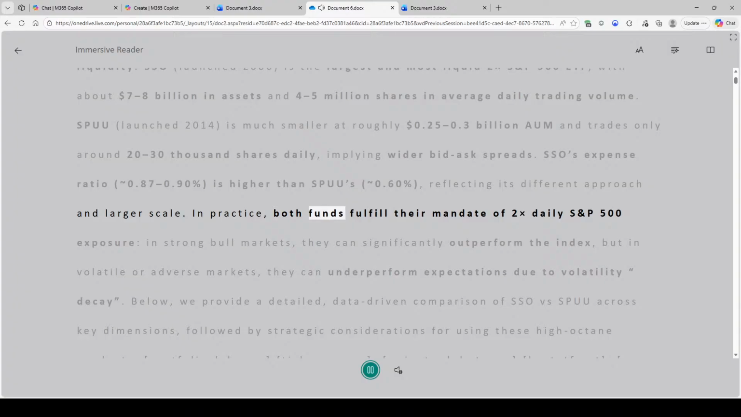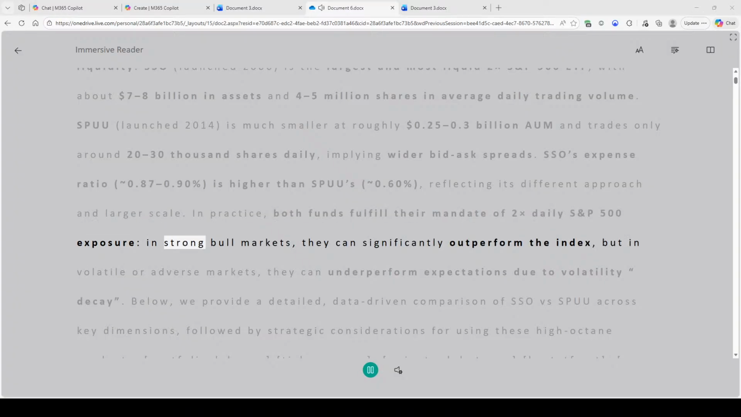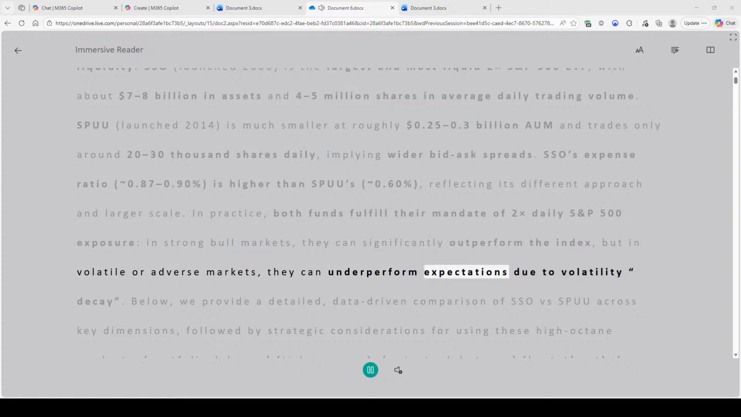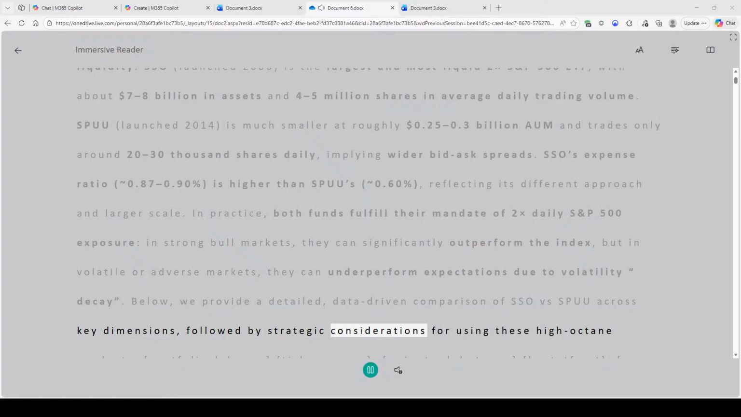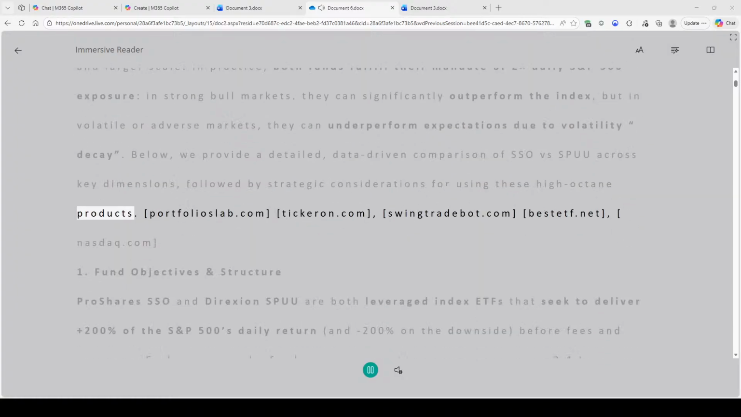In practice, both funds fulfill their mandate of 2 times daily S&P 500 exposure. In strong bull markets, they can significantly outperform the index, but in volatile or adverse markets, they can underperform expectations due to volatility decay. Below, we provide a detailed, data-driven comparison of SSO versus SPUU across key dimensions, followed by strategic considerations for using these high-octane products.